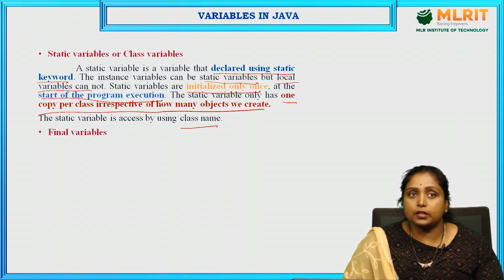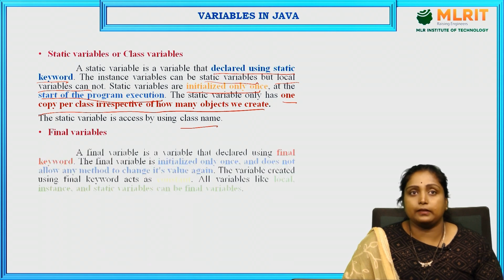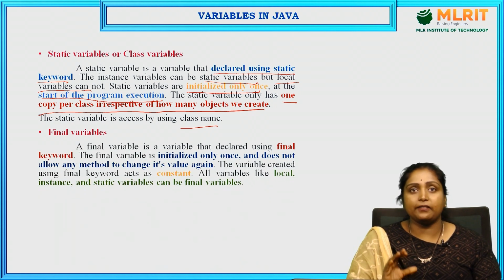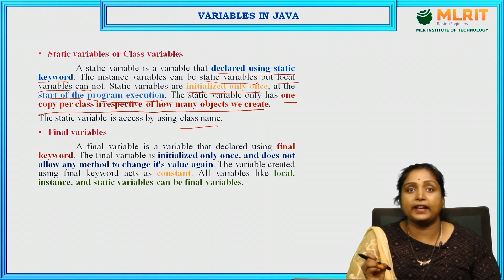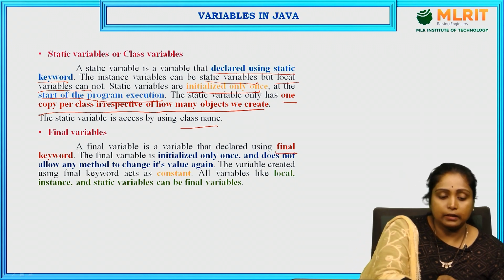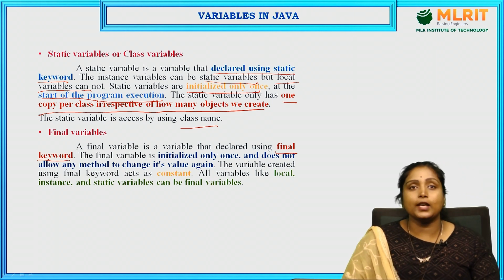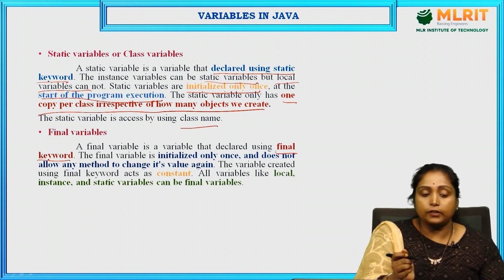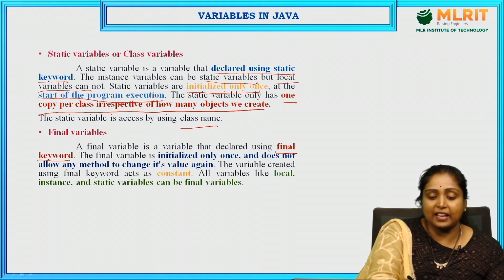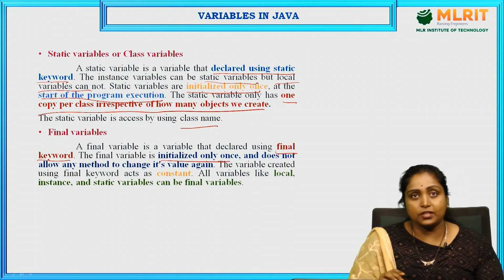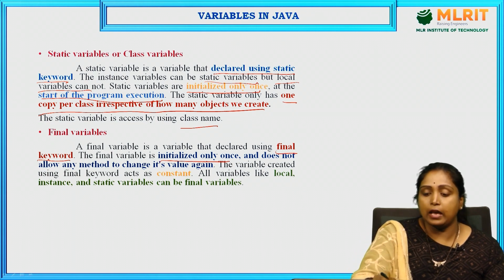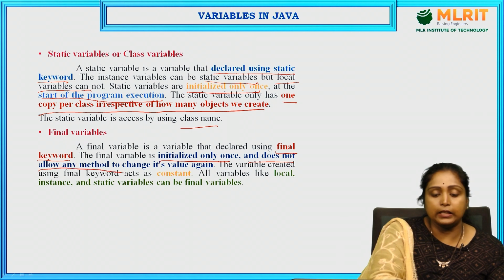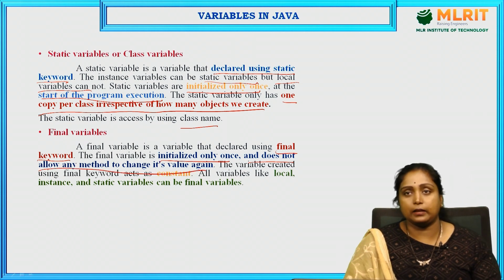The fourth type of variables are final variables. What are final variables? The same thing, a variable which is declared using the final keyword is known as a final variable. Okay, so the final variable is initialized once, which is the same as a static variable, but what is the difference between the static and final is this one, it does not allow any method to change the value again.